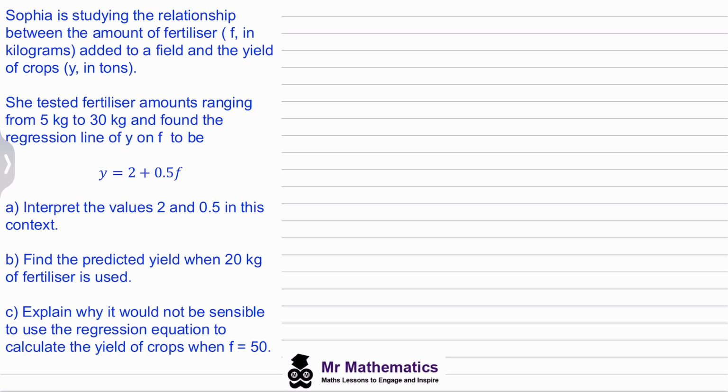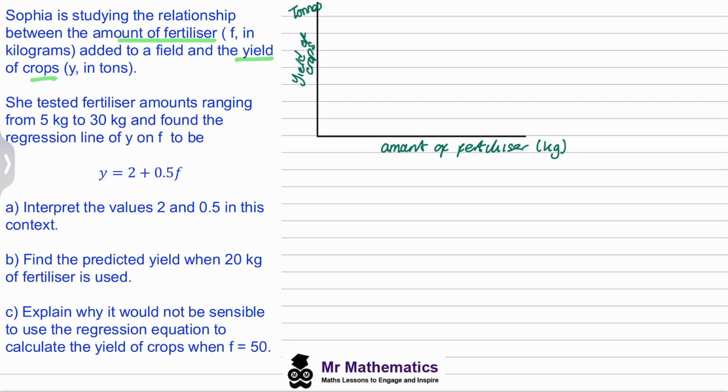So I'm going to draw a quick sketch of what's going on. So we've got the amount of fertilizer. This would be our explanatory variable. So I'll plot this on the x-axis. And then we've got the yield of crops, and this would be our response variable. And we're given a range of data from 5 kilograms to 30 kilograms, which I'll plot from about here to about here. Then we can see that we've got a gradient of 0.5 and an intercept of 2. So I'll sketch a positive gradient, something like this, and we'll have the samples scattered around this line.